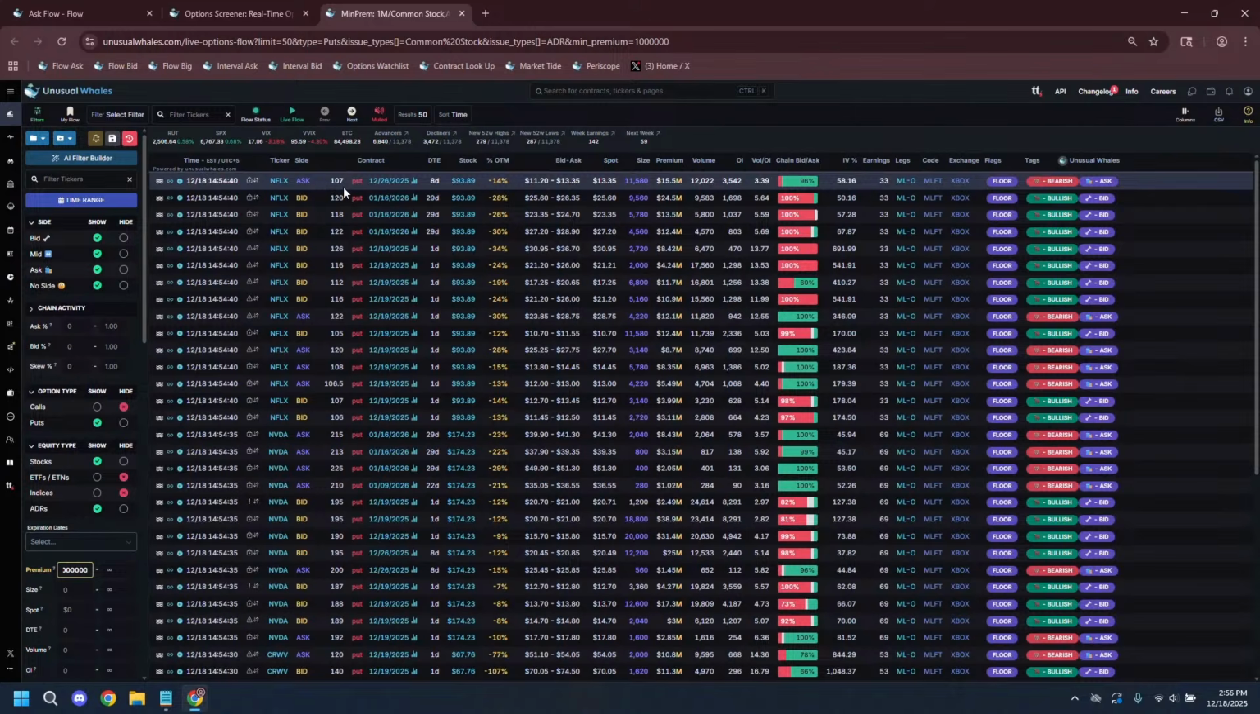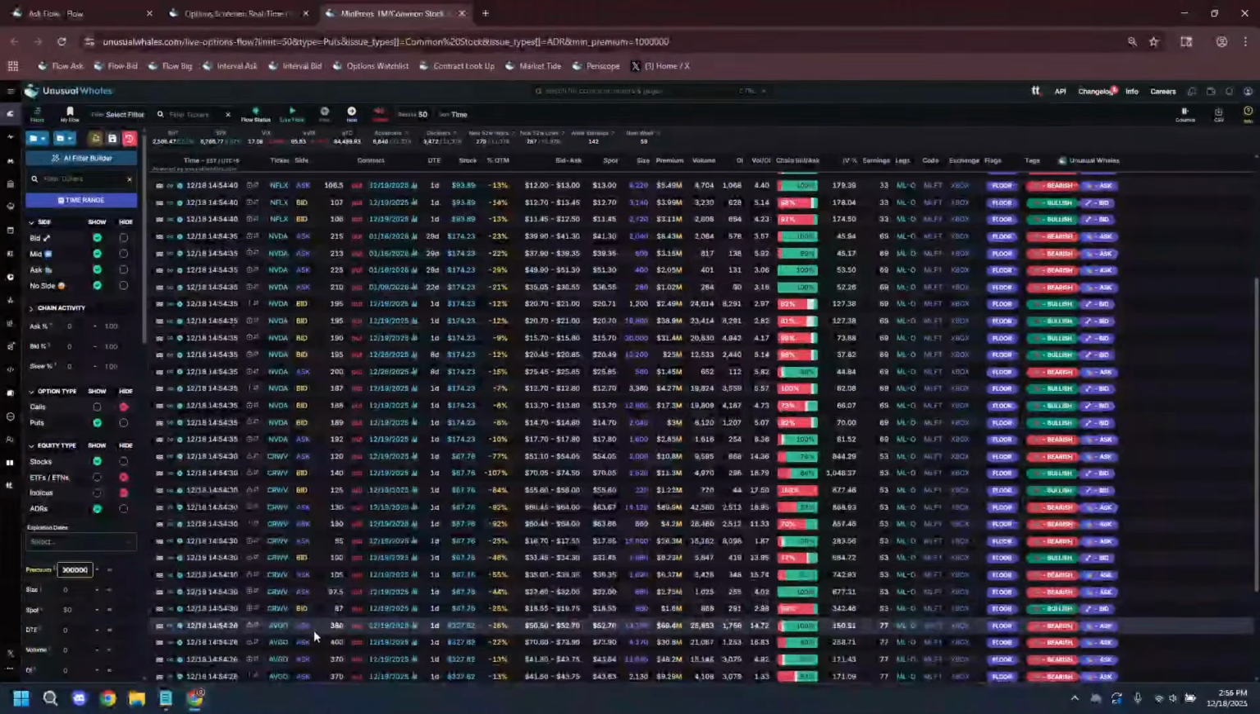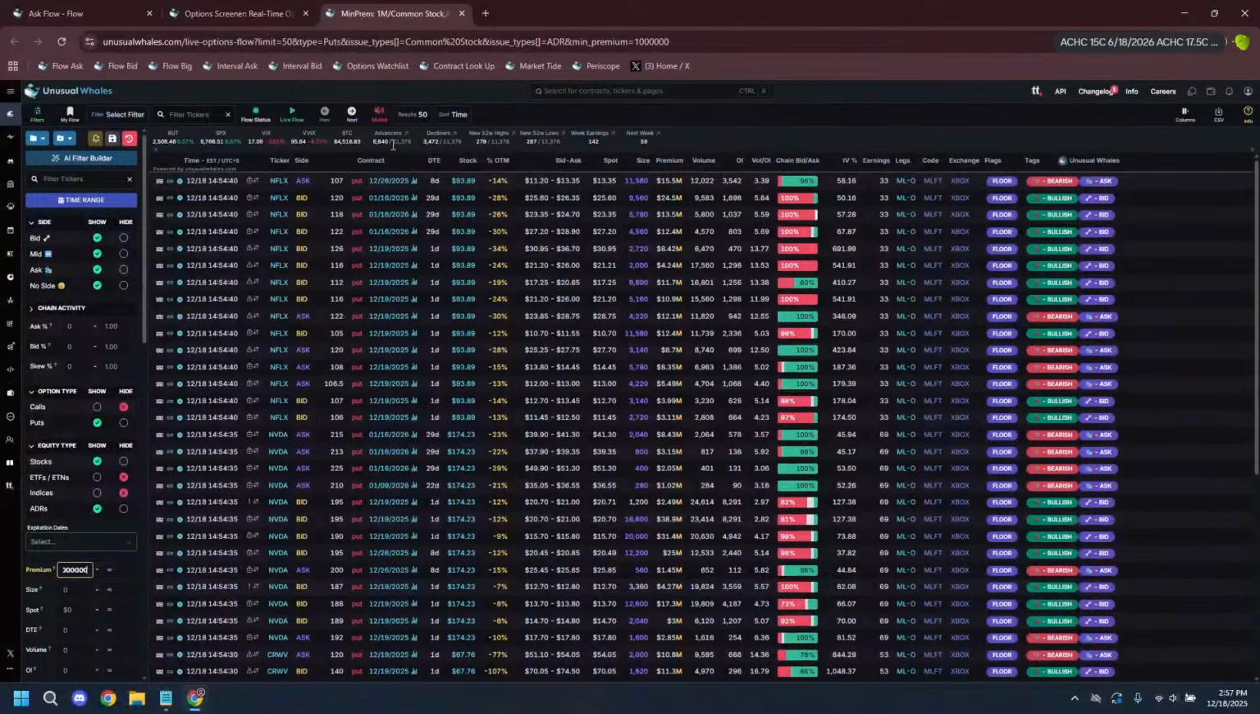You can see Netflix, 107, the stock is trading $94. 120, the stock is trading 94. What other names we have here? Nvidia, the stock is trading 174, but we have like 215 strike puts, 213. CoreWeave is trading at $68. We have 120, 140. So super deep in the money puts. But what is going on? So it's just a complex trade. It's called put arbitrage. That's what it is. It's just an arbitrage trade.